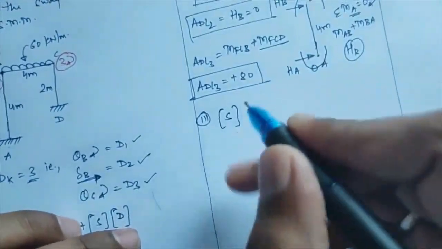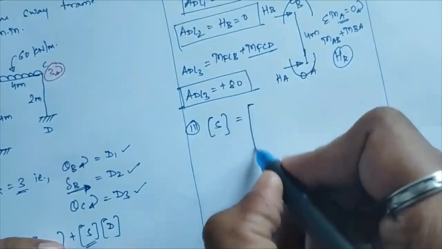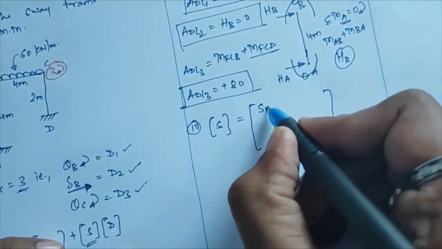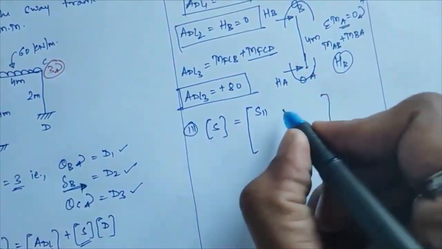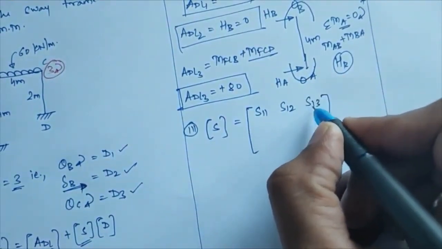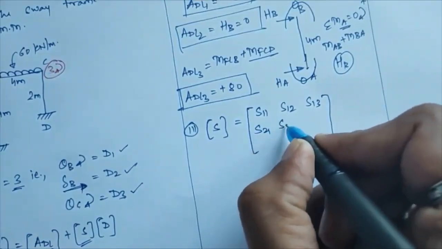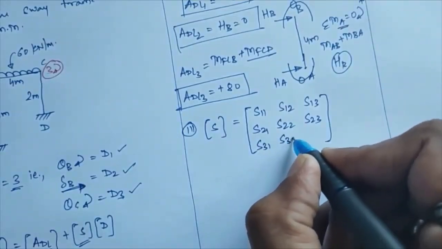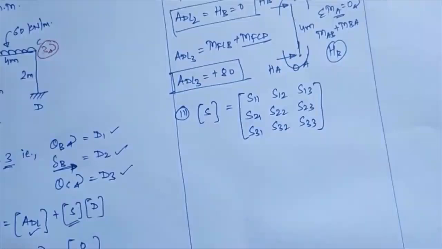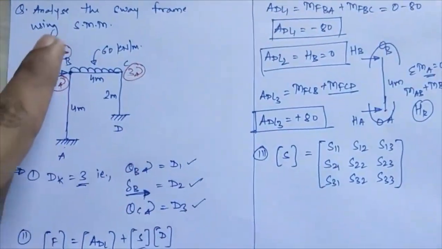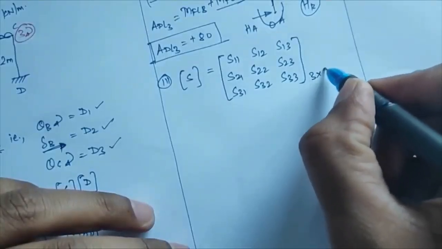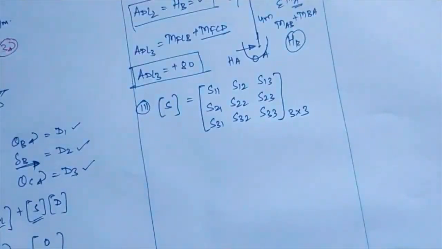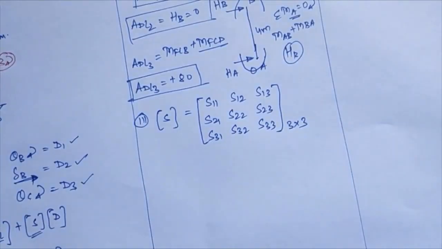So the S matrix for your three redundants will be in this way: S of 1 1, next S of 1 2, S of 1 3. Next here we will be having S of 2 1, 2 2, S of 2 3, S of 3 1, 3 2, and S of 3 3. Means here you have to calculate the 9 terms in your stiffness matrix if you are having 3 redundants. Here you are having 3 redundants, so this matrix will be of order 3 by 3. Okay. Now we'll see that.